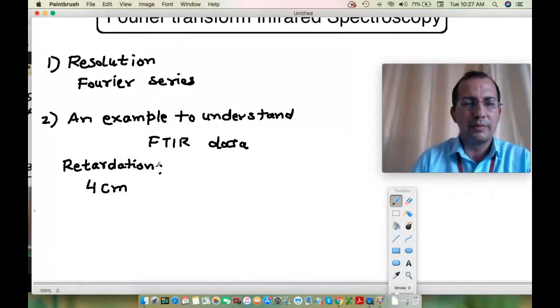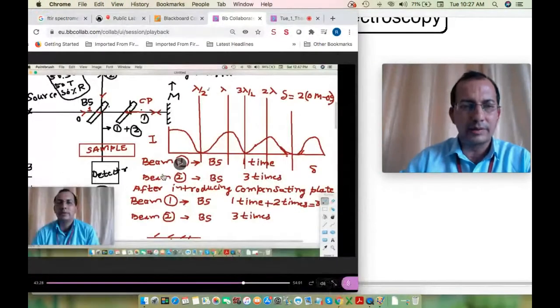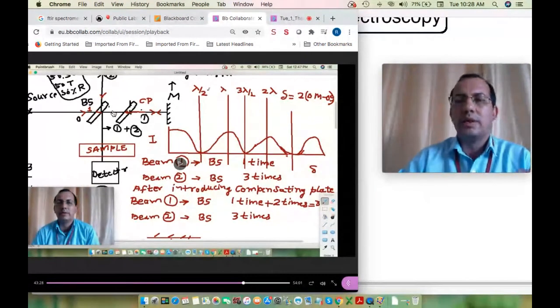We have also multiplied by 2 in one of the patterns. We were saying somewhere that delta is 2 OM minus OS. Why have we multiplied by 2? The reason is that the ray of light goes to the mirror M once and is reflected back. That's why we have multiplied by 2, because it's the double length we actually come across when it goes to the detector.